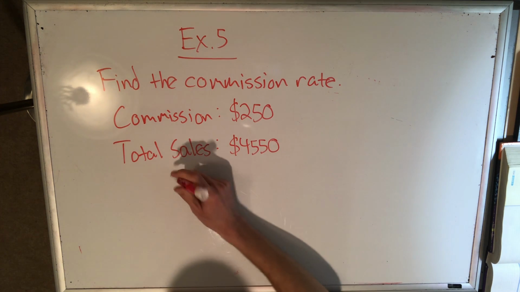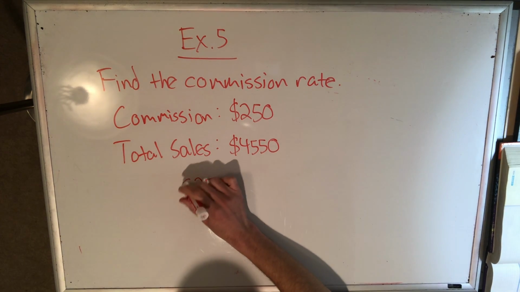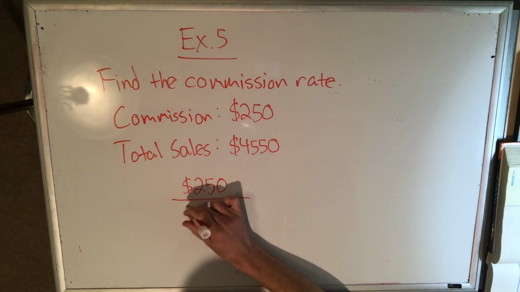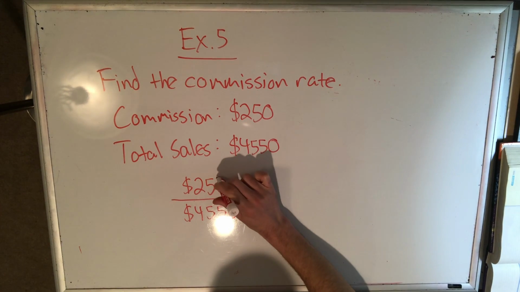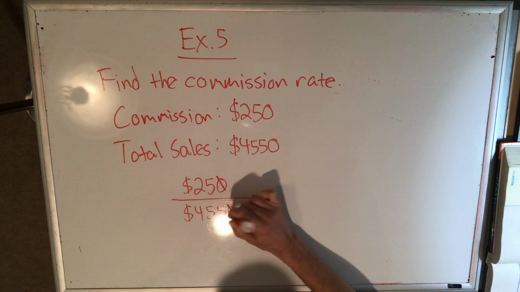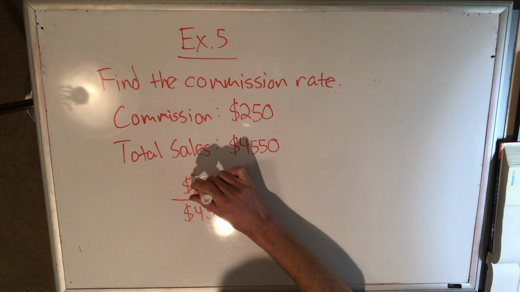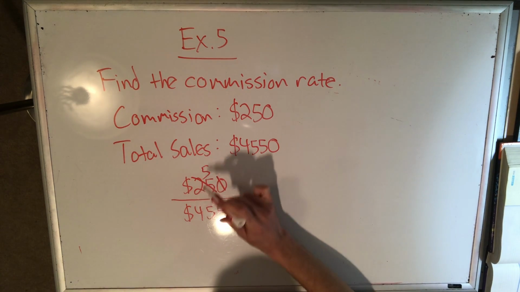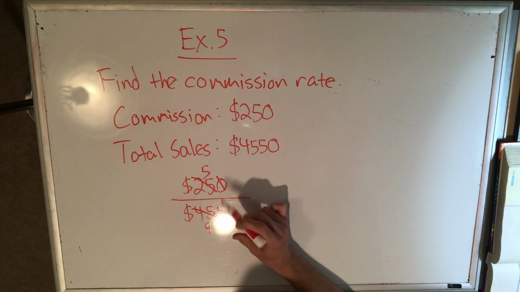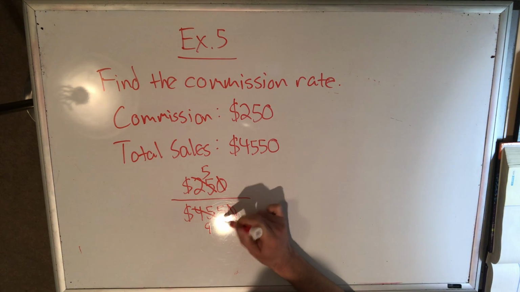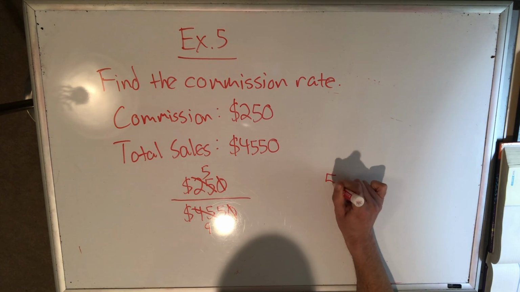The commission rate is equal to the commission, $250, over the total sales, $4,550. We can cancel out 0 on top with 0 on the bottom. 25 and 455 can each be divided by 5 to get 5 over 91. 455 divided by 5: 5 goes into 45 9 times. Bring down the 5. 5 goes into 5 1 time, so 91. 5 divided by 91, let's work that out.